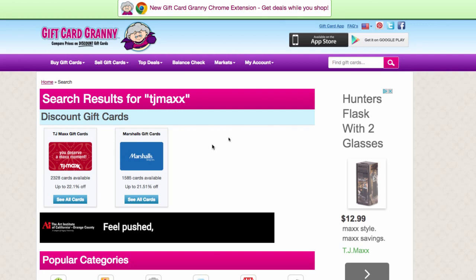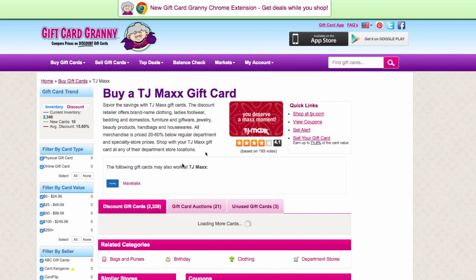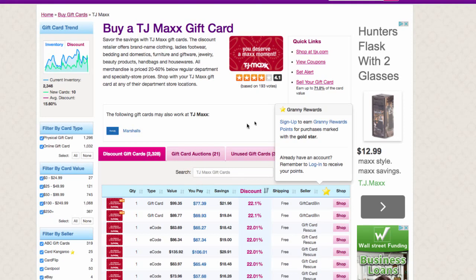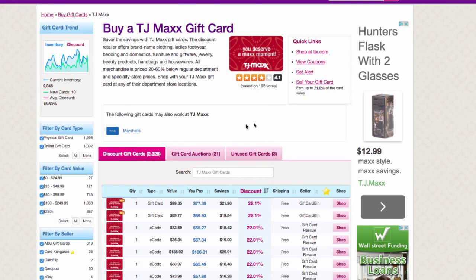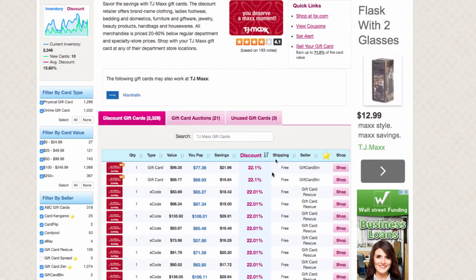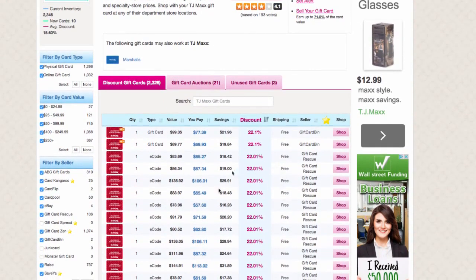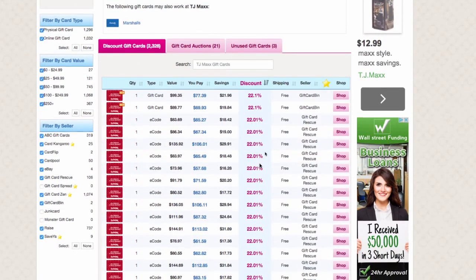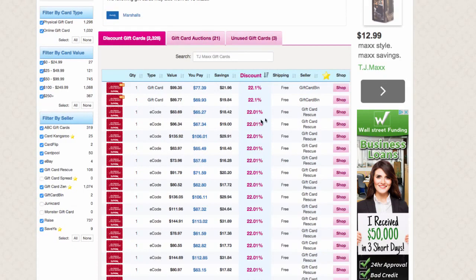All right, so now let's see, it pulled it up. Let's see all the cards. Alrighty, so now it's giving us, and again, remember, Gift Card Granny is just a database, so you're not actually going to be buying it from them, you're going to be buying it from these companies. So this is telling you, here's all the companies selling it at 22% off. Amazing deal. I used to have to buy in so much bulk to get 22% off. So all you do, it's an e-code, so if you wanted to shop online, that is perfect. Go over here, click shop.